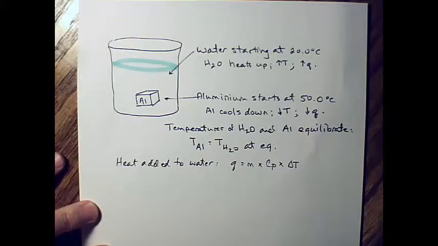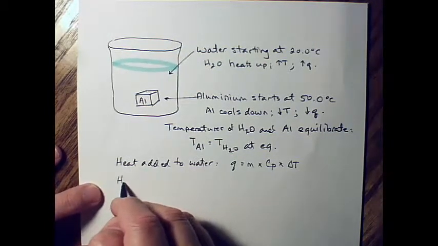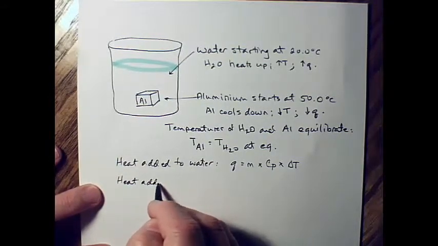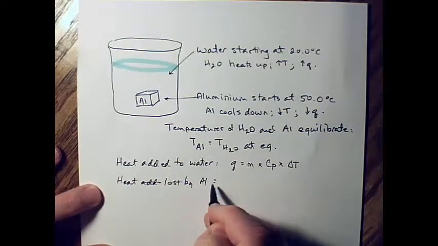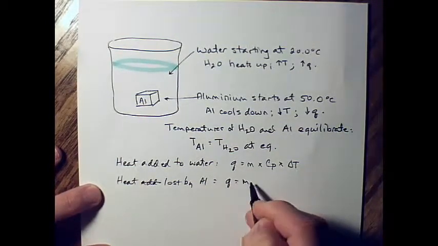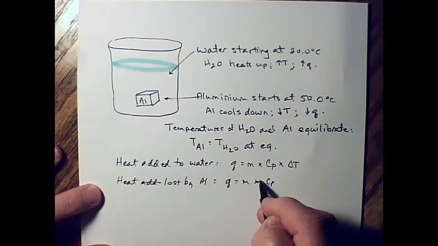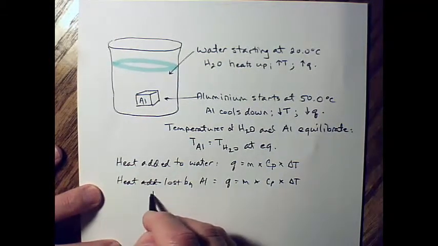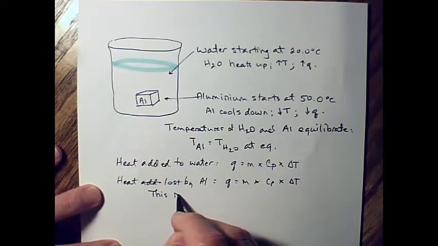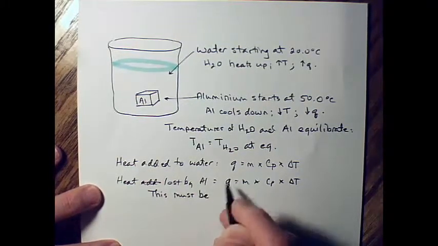Okay, so what equation are we going to use? What equation are we going to use for the heat energy lost by the aluminum? Same one. No, not added, but lost by aluminum. Q equals mass times specific heat times the change in temperature. What's the difference between the two? One's going to be negative. This must be negative because the energy is being lost.